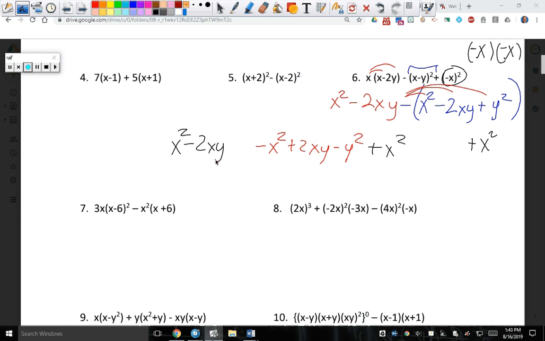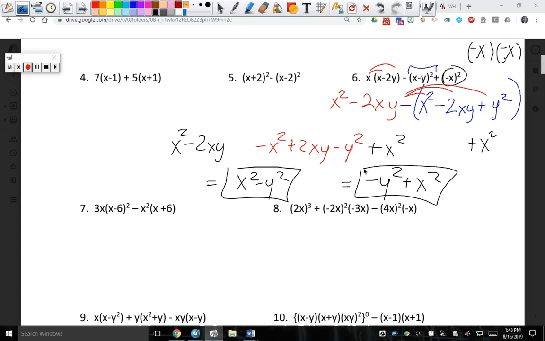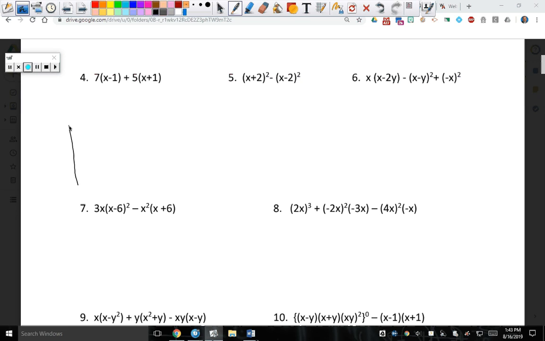Christian, what would this simplify out to completely? X squared minus y squared. Is there a different answer that you could have found? What's the other answer, Marissa? Negative y squared plus x squared. Yep, negative y squared plus x squared. These are the same. Okay? Either one is correct.